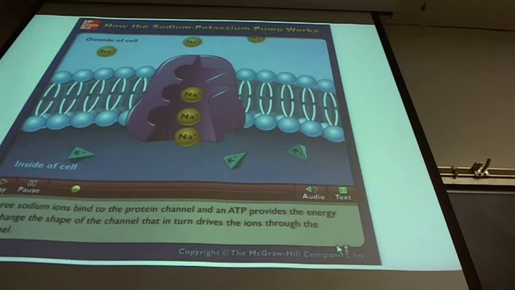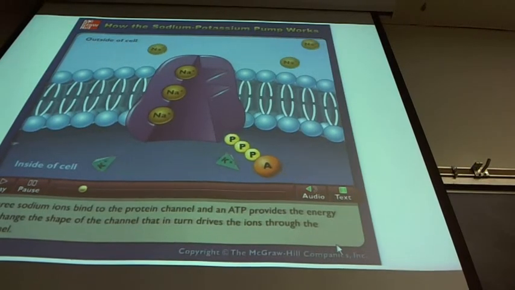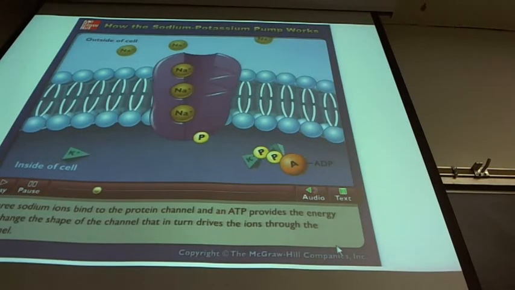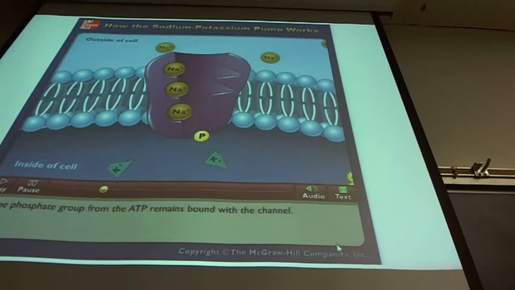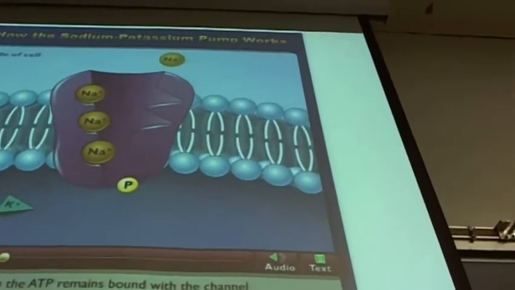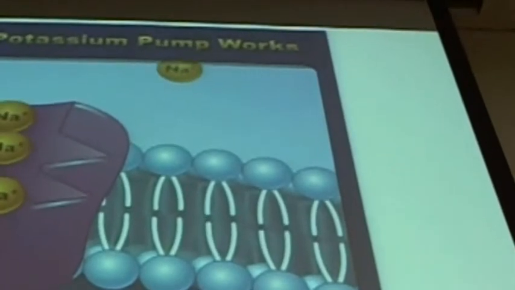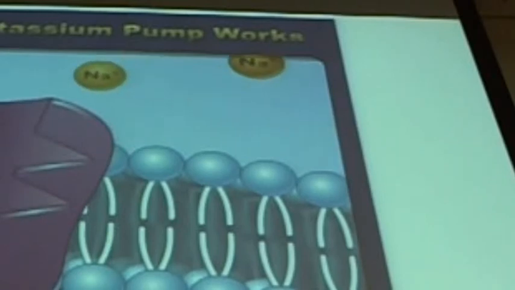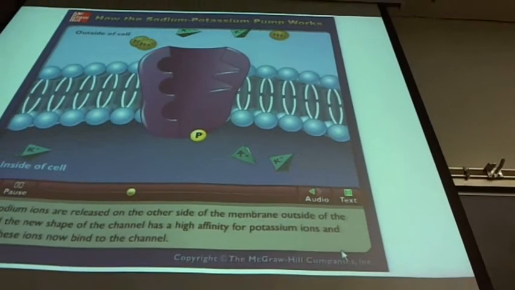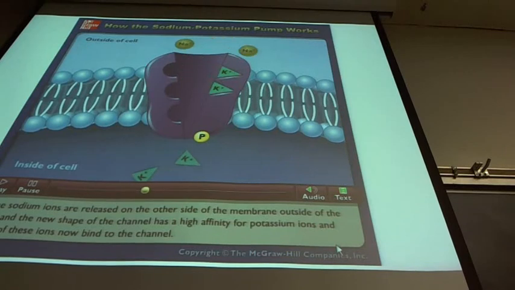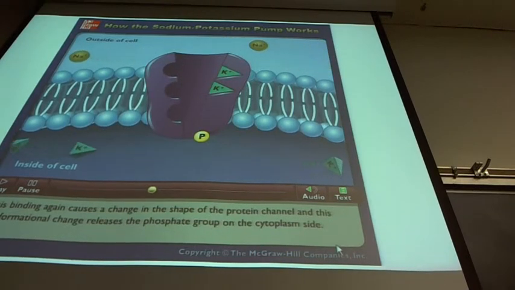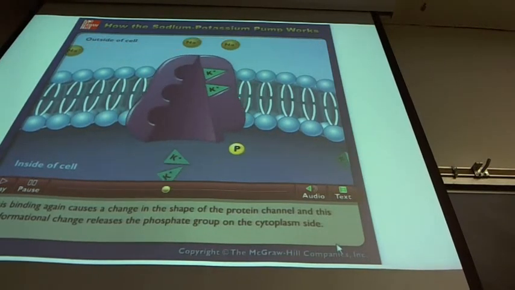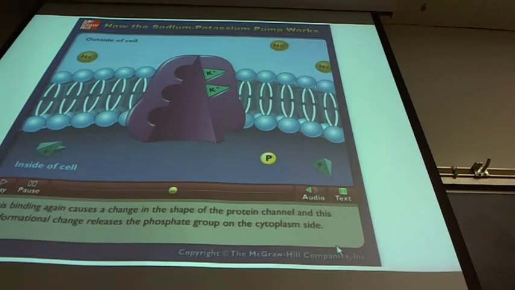3 sodium ions bind to the protein channel, and an ATP provides the energy to change the shape of the channel that in turn drives the ions through the channel. One phosphate group from the ATP remains bound with the channel. The sodium ions are released on the other side of the membrane outside of the cell, and the new shape of the channel has a high affinity for potassium ions, and 2 of these ions now bind to the channel. This binding again causes a change in the shape of the protein channel, and this conformational change releases the phosphate group on the cytoplasm side.